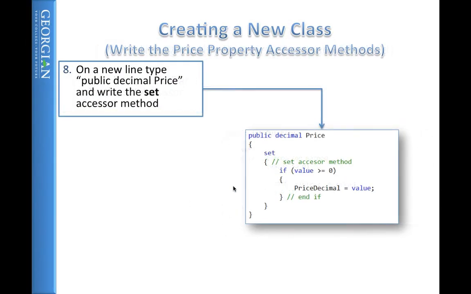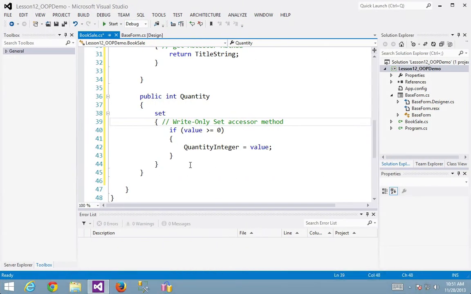Similarly, we want to do the same thing for our price decimal. Once we've sent the information to the class for price decimal, we don't want to get anything from the price decimal. We just want to set it, and we want the same idea here. We want to check the value is greater than or equal to 0. Again, validation on your form should be written so that you don't have that issue. But this is another level of validation.